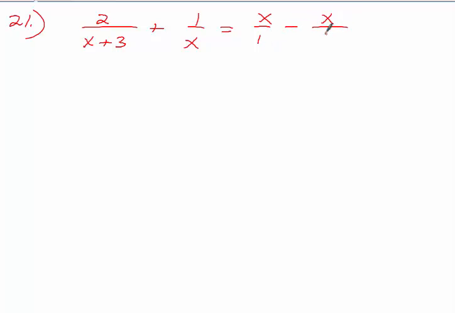All right. So up next is, wait, was that 15? Yeah. Okay. 21. Somebody please read 21 for me. 2 over x minus 3 plus 1 over x equals x minus 1 over x minus 3. Minus x over 3? No. X minus 1 over x minus 3. Oh, okay.